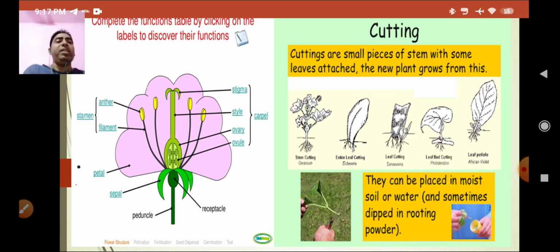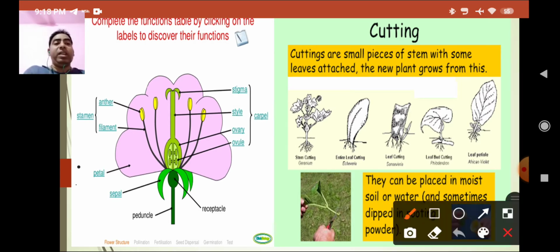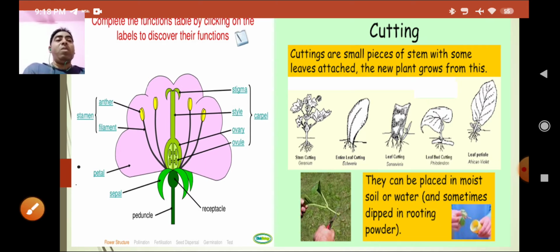What happens in cutting? In this method, the stem with a bud is cut and planted in moist soil. After a few days, roots and leaves develop from the cut stem. This method is used for growing rose, bougainvillea, and sugarcane. This is all about cutting in the artificial method of vegetative propagation.